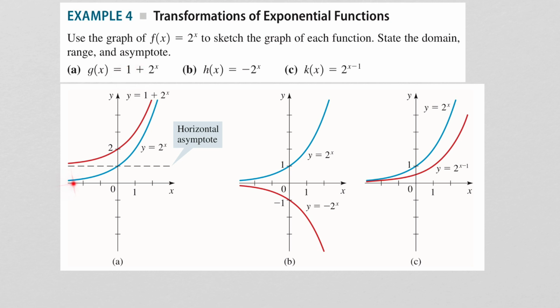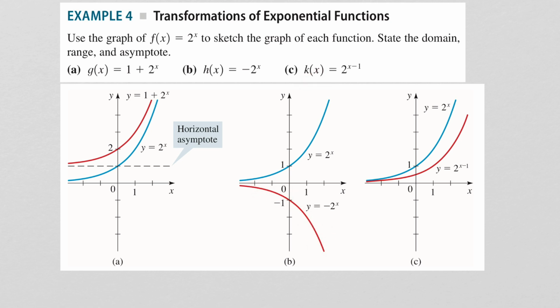So that means if your asymptote was down here on the x-axis, your asymptote has now been shifted up 1 unit, and every point on this graph has also been shifted up 1 unit. And so this would be the graph of 1 plus 2 to the power x. For h of x equals negative 2 to the x, remember putting a negative in front of a function is just going to take the graph and flip it over the x-axis.